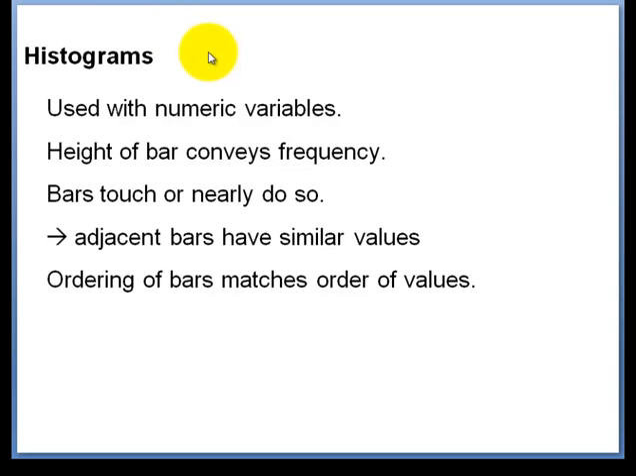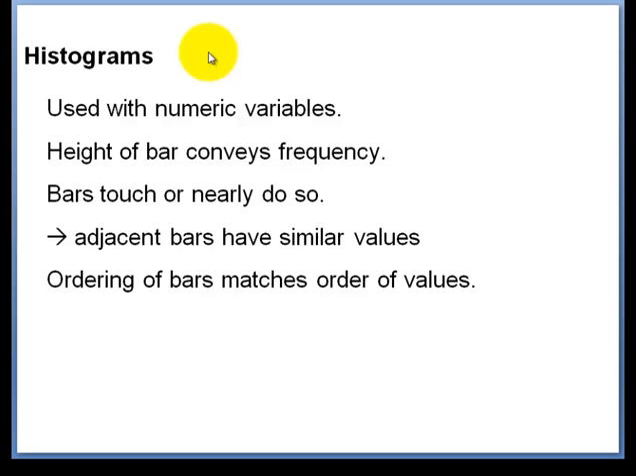Histograms are much like bar charts. They also use columns, whereas the bar chart is used with categorical variables. The histogram is used with numeric ones. And similar to the bar chart, a bar's height, or column we can call it rather than bar, conveys frequency.